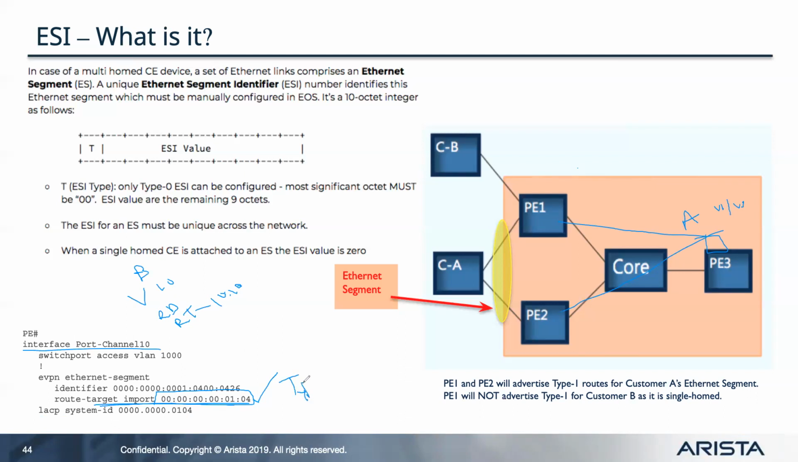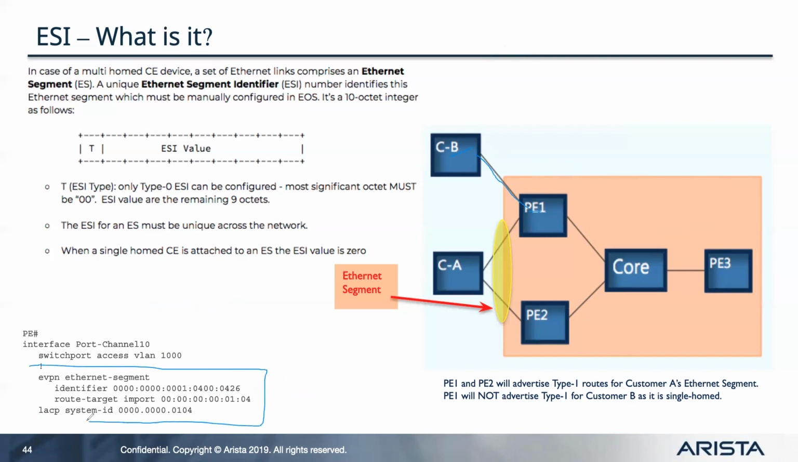Type 4 will be used for this purpose, which we'll discuss. One more point I want to bring up is that if host B is single-homed, only connected to one VTAP, then you don't have to configure all this, because it's a single home.